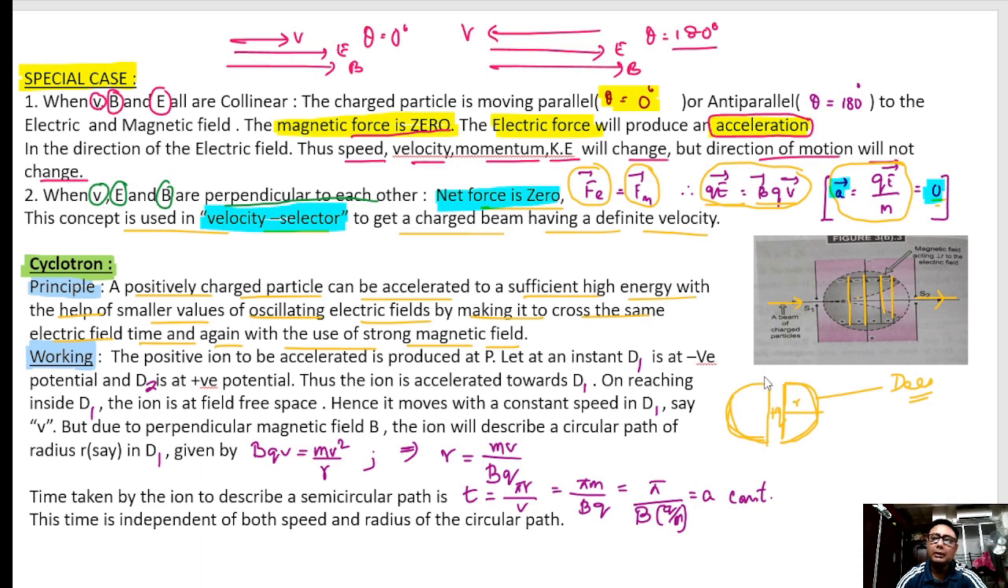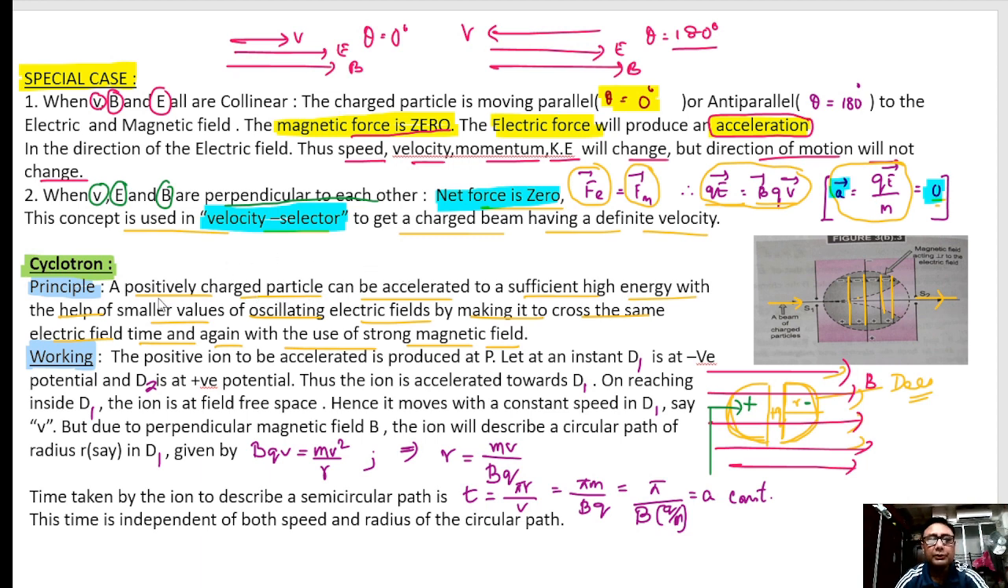So we will apply the magnetic field, B. This is the magnetic field. And we will also be applying the electric field. Initially we will be connecting this plate to a positive terminal and this plate to a negative terminal. So see what happens.